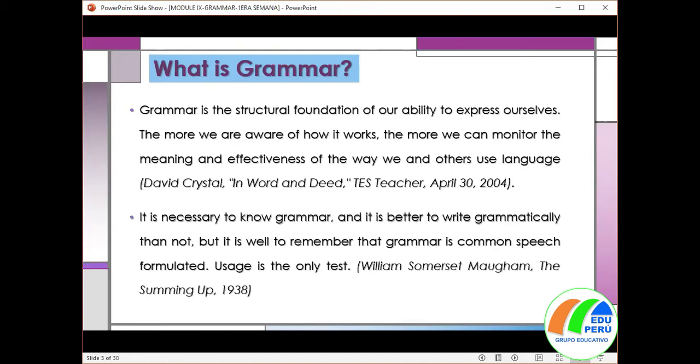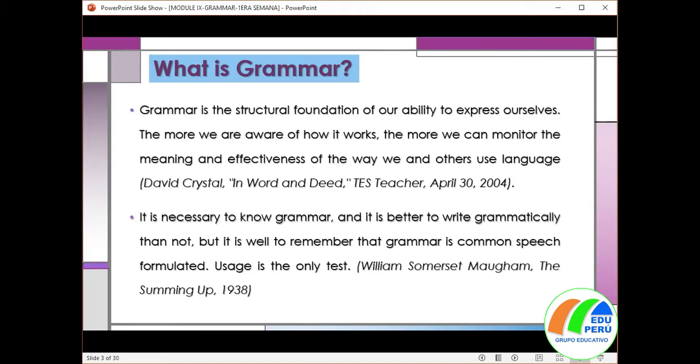Another one is said by William Somerset Maugham, in The Summing Up. This is an old definition, 1938. It is necessary to know grammar, and it's better to write grammatically than not. But it is well to remember that grammar is common speech formulated. Usage is the only test.